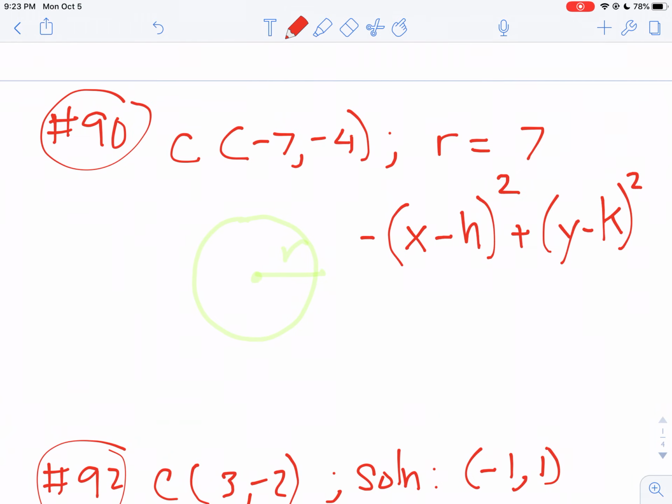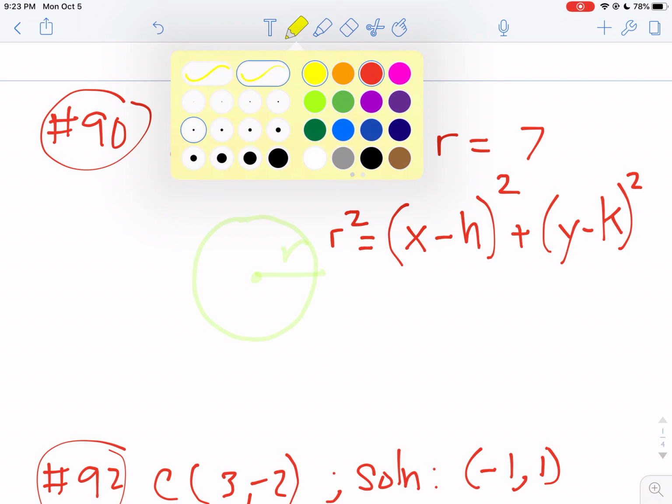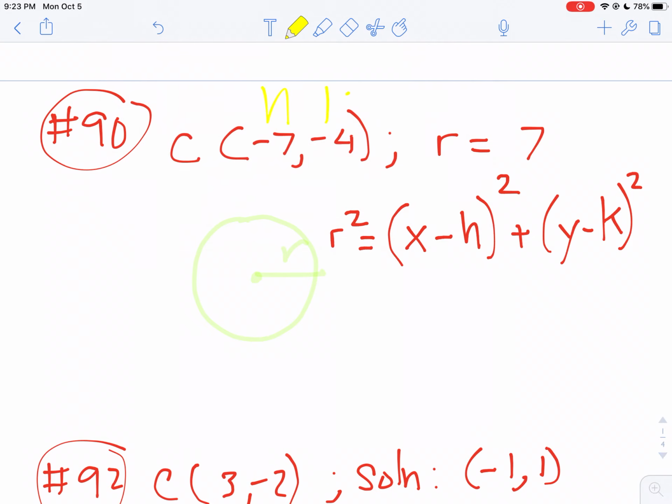I don't have space on that side, so I'm just going to put it right here. This is basically the distance formula. If you take the square root of both sides, you get the distance formula. But anyway, the center is always the h k. This is your h, this is your k. So once you write that down, then you know what to do.